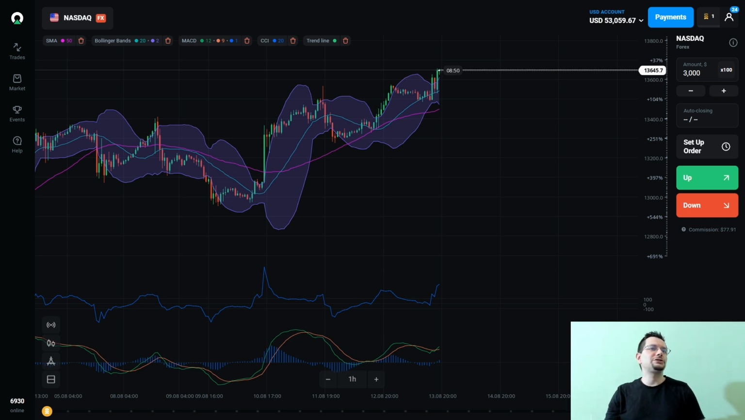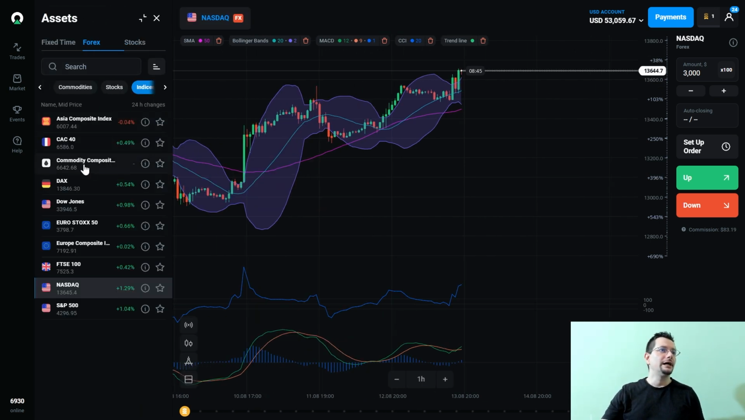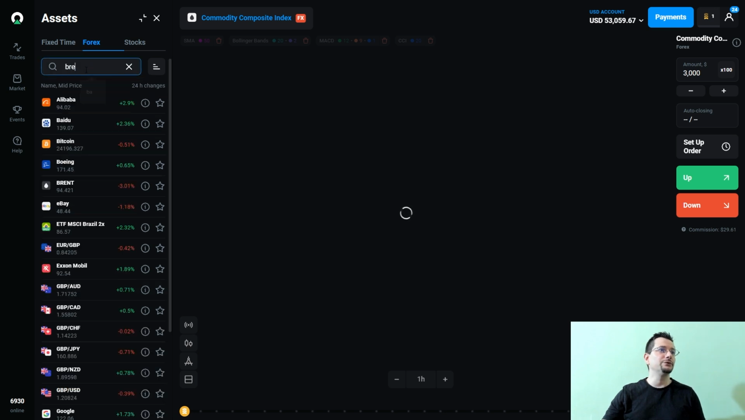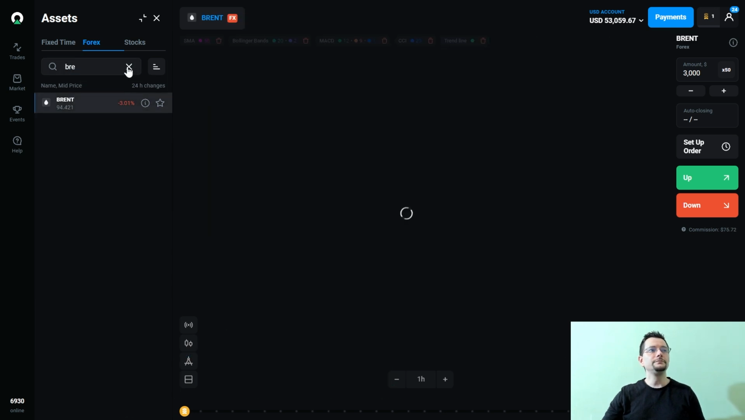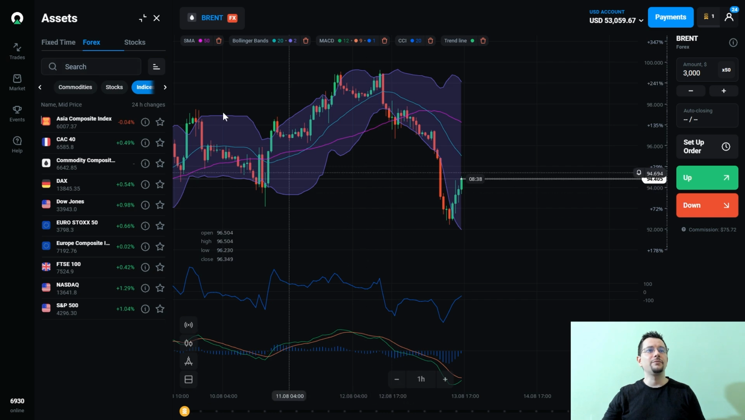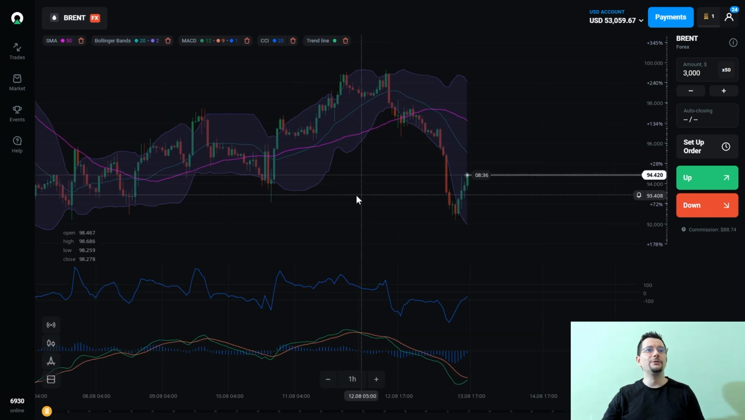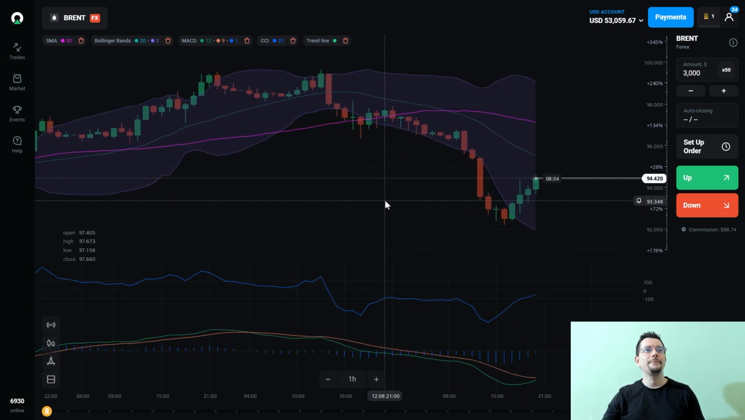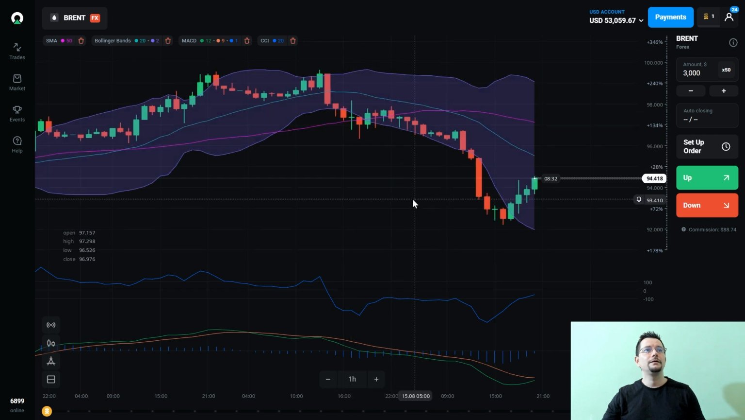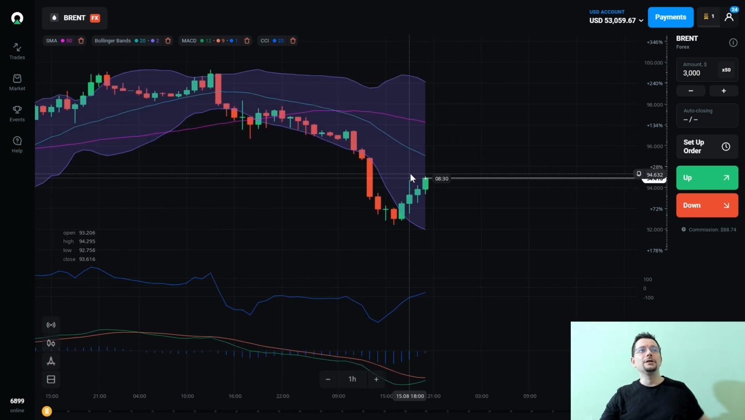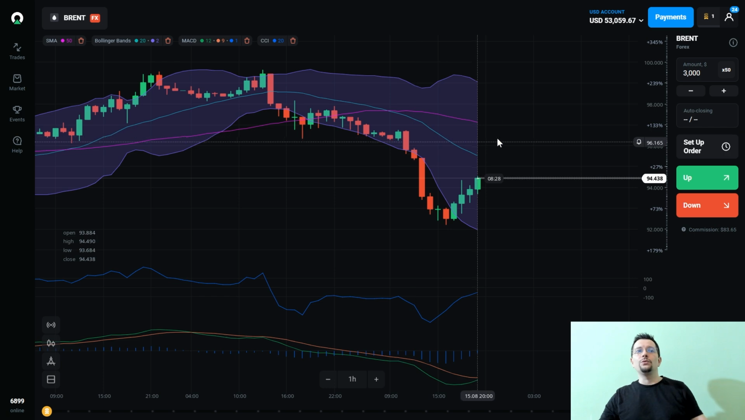Let's look at market structure some more. Let's have a look at another example, a series of higher highs, higher lows, say on Brent crude. Let's have a look at the current market situation. So we are on the hourly trend. All right, get rid of that trend line. That's what was bugging. So let's have a look at what we have.